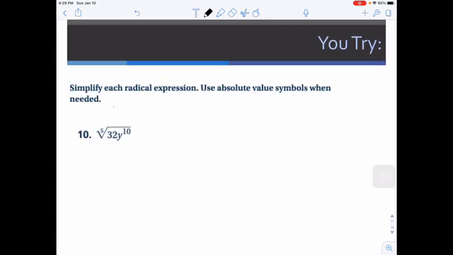And now I would like you to try number 10. Simplify each radical expression. Use absolute value symbols when needed for the 5th root of 32y to the 10th power.